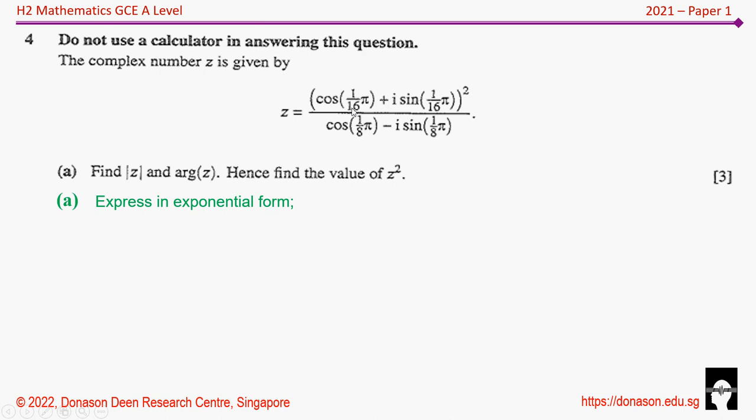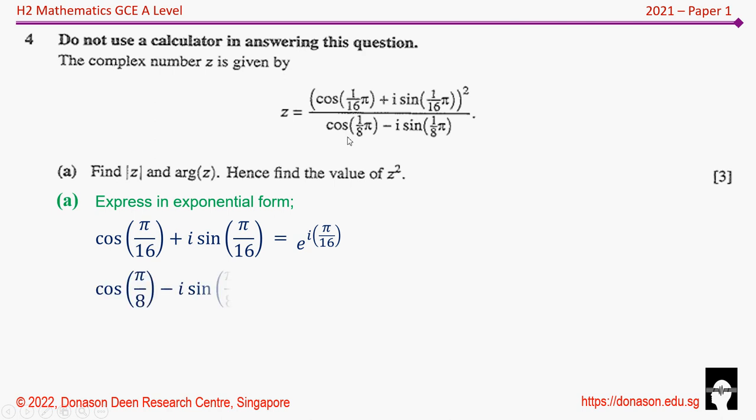For the numerator, as we can see, the argument is 1/16th of a pi. So we can express this as cosine pi over 16 plus i sine pi over 16. It has a modulus of 1, and therefore the number in front of the e is a 1, which I didn't write, of course. The argument is pi over 16. So when you express the numerator in terms of its exponential function, it will be e to the power of i times pi over 16. Pi over 16 is the argument.